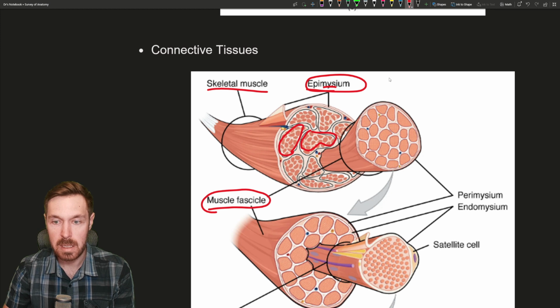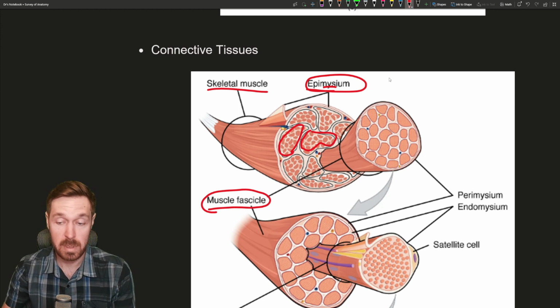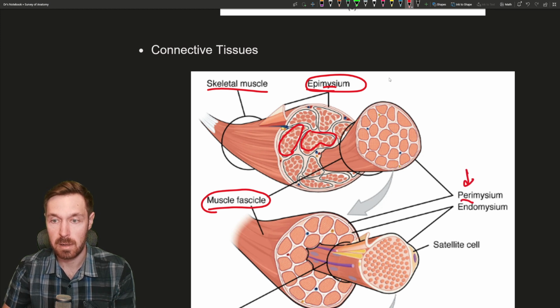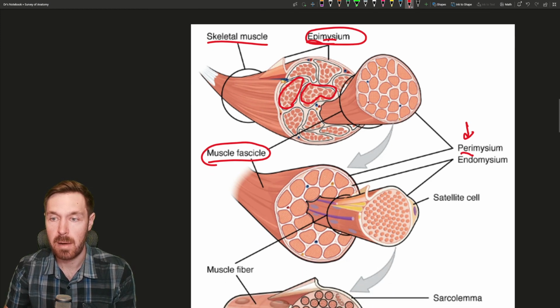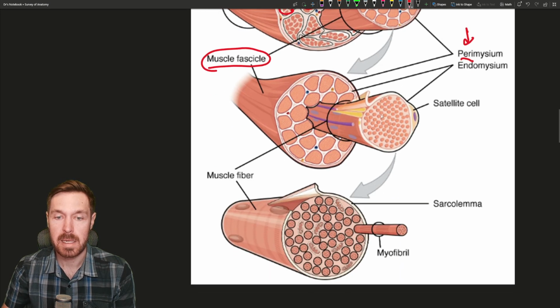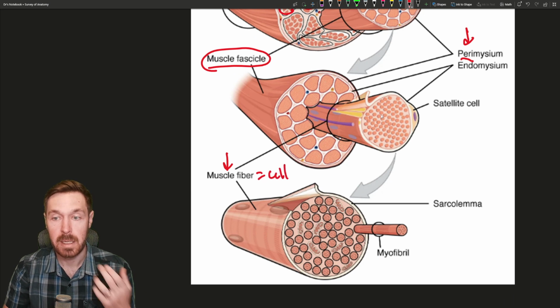And then surrounding each of those fascicles is a connective tissue as well, called the perimysium. So epi is upon, peri is around. And then within the fascicle itself, this is where we have the individual muscle cells, or what we refer to as muscle fibers. So a fiber is equal to a cell in this regard.